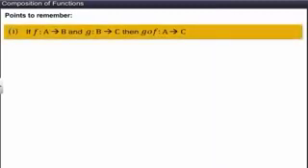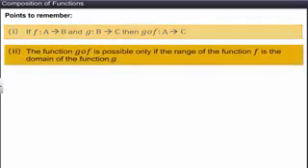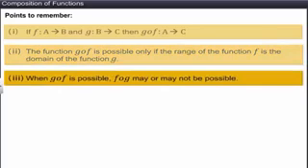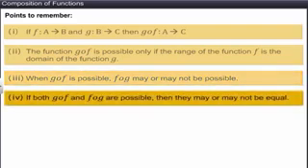Some important points to remember while forming a composition of two functions are: if f is a function defined from A to B, and g is a function defined from B to C, then the composition of f and g is a function defined from A to C. The function g circle f is possible only if the range of the function f is the domain of function g. When g circle f is possible, f circle g may or may not be possible. If both g circle f and f circle g are possible, then they may or may not be equal.